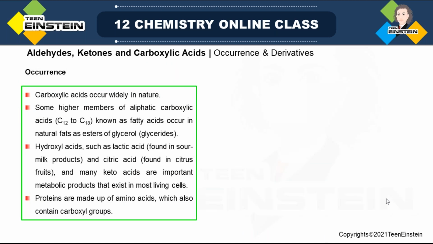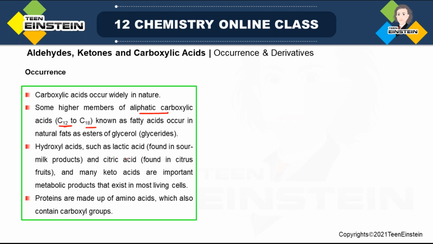Occurrence. Now, occurrence means natural presence. There are different compounds in which they are naturally present, so they occur widely in nature. Some higher members of aliphatic carboxylic acids: higher member means where the carbon chain is from C12 to C18, total number of carbons from 12, 13, 14 up to 18. When the carbon chain is very long, from 12 to 18, they are known as fatty acids.